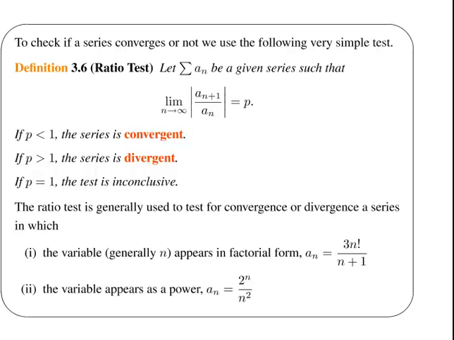Now, a ratio test is generally used to test for convergence or divergence in a series in which the variable, generally n, appears in factorial form, something like 3 times n factorial over n plus 1, or the variable appears as a power, 2 to the power of n over n squared. So these are the sort of really tricky ones that you have to figure out.